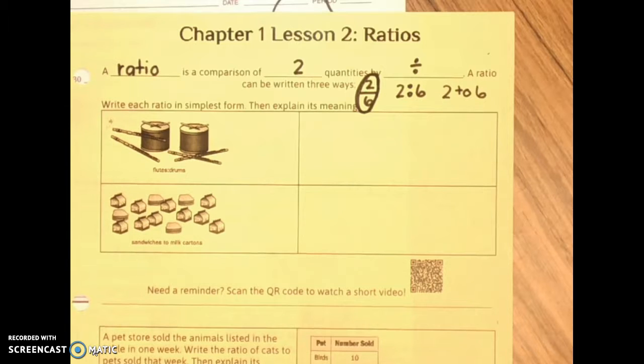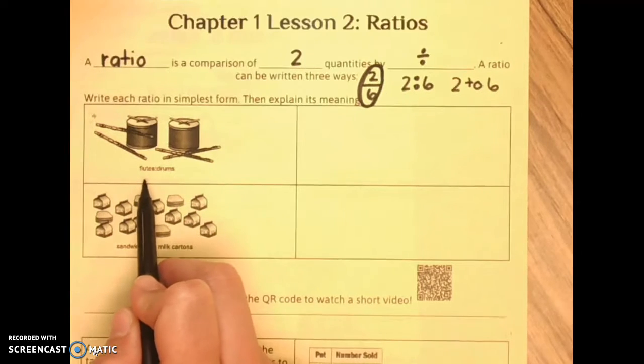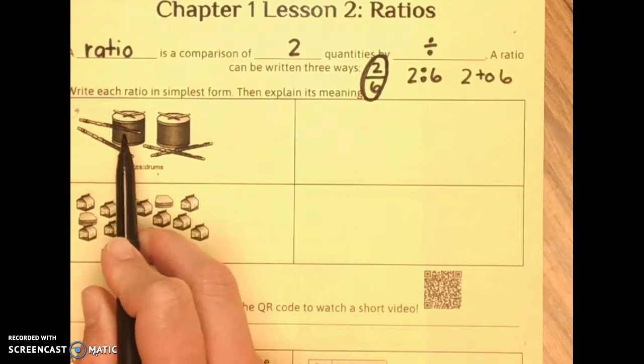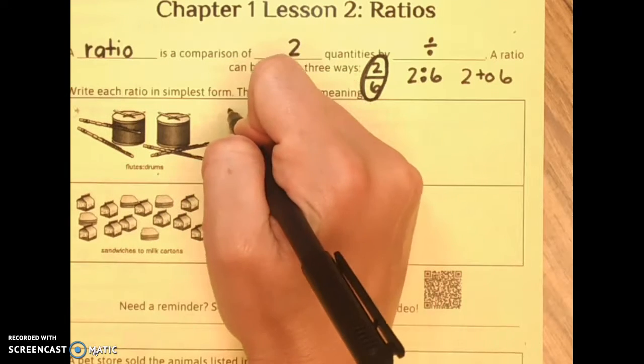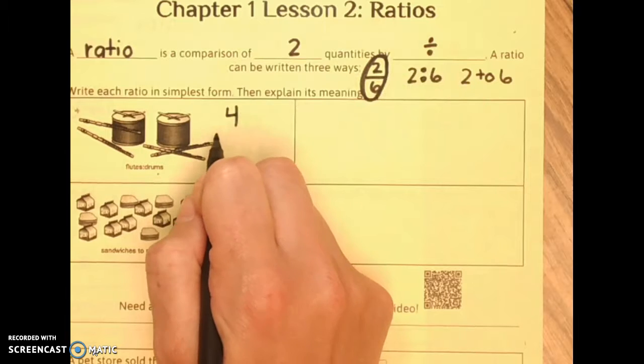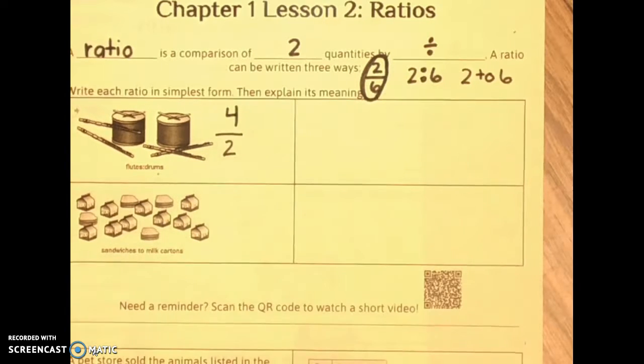So we're going to start counting drums and flutes first. Is that okay with you guys? Okay, so the directions say we're going to write each ratio in simplest form, then explain its meaning. So if we look right down here, it says flutes to drums. So how many flutes are there? Four. And how many drums? Two. So whatever they ask for first, that's the number that's going to go on top. It says flute, so we have flutes first.